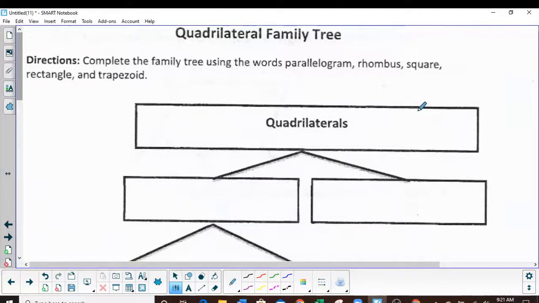Alright, so this is page 24, FLP 24 on the quads. Let's go through this real quick. Directions: complete the family tree using the words parallelogram, rhombus, square, rectangle, and trapezoid. So let's look and see where they would go.